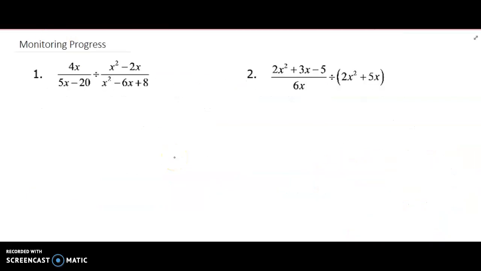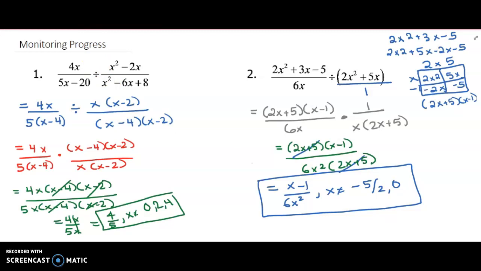All right, if you feel like you need more practice with these, go ahead and pause this video, work out these monitoring progress problems, look at the examples we've already done, and then I'll show you the solution. So go ahead and pause it. All right, so here is what you should have gotten.